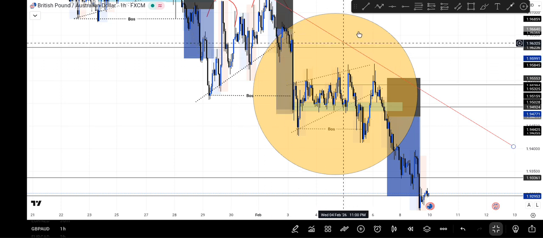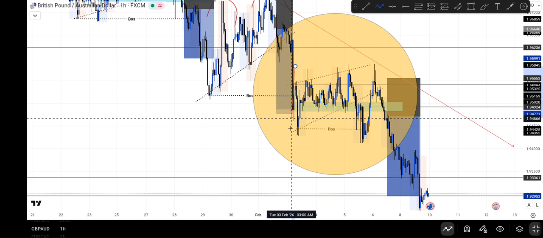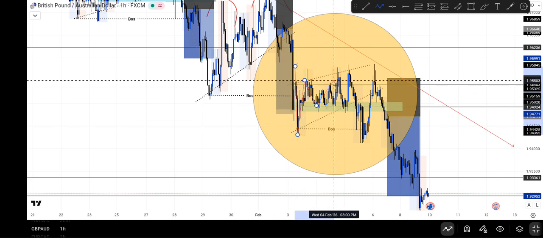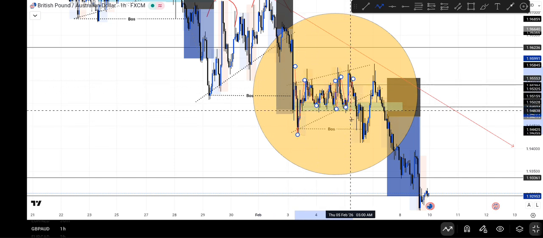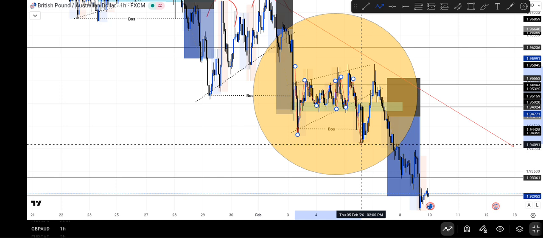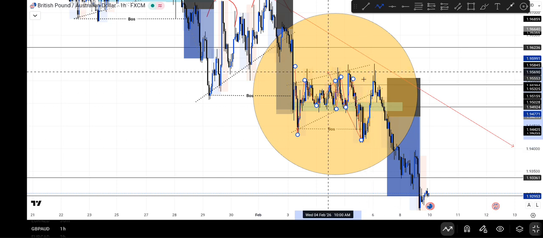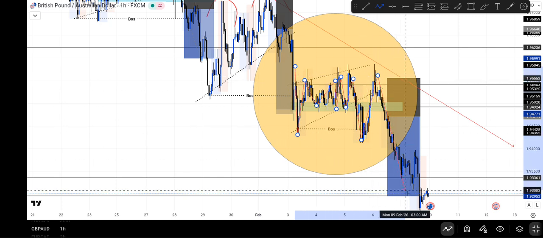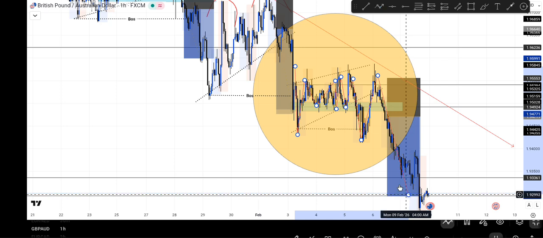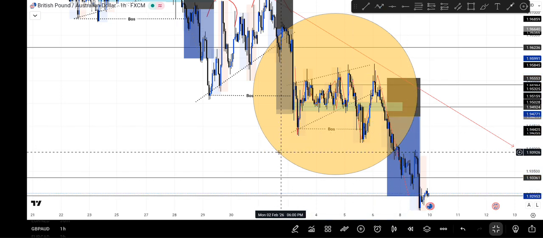Then we can see that after this break of structure, there is consolidation at this level, and then another break of structure, and then the market retraces back into that resistance level, and then boom, more sellers pulling the market down to the downside. Understand? So guys, that's where I took my entry.